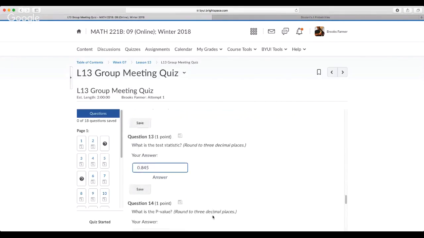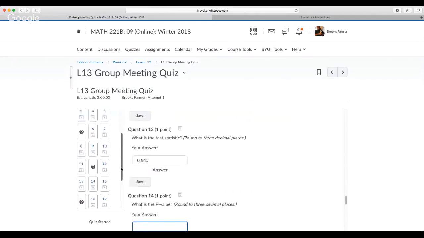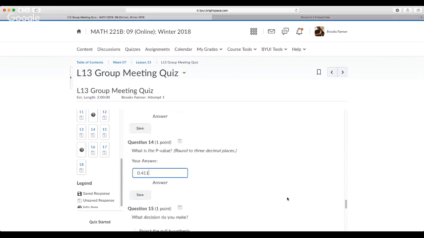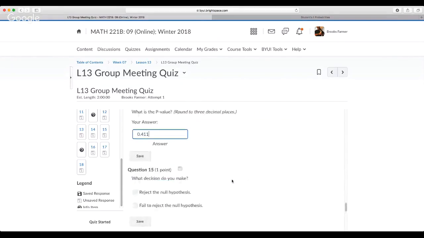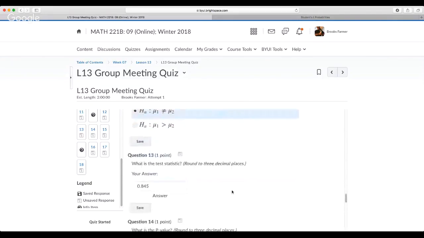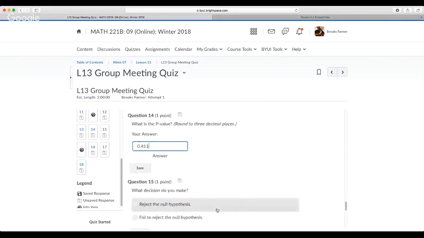What is the p-value? So I'm in 0.411. You have 0.411. What decision do you make? The level of significance is 0.05, so it's definitely fail to reject.